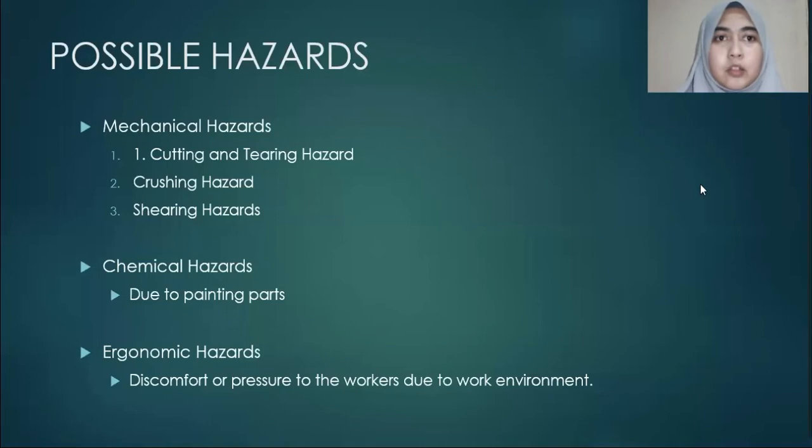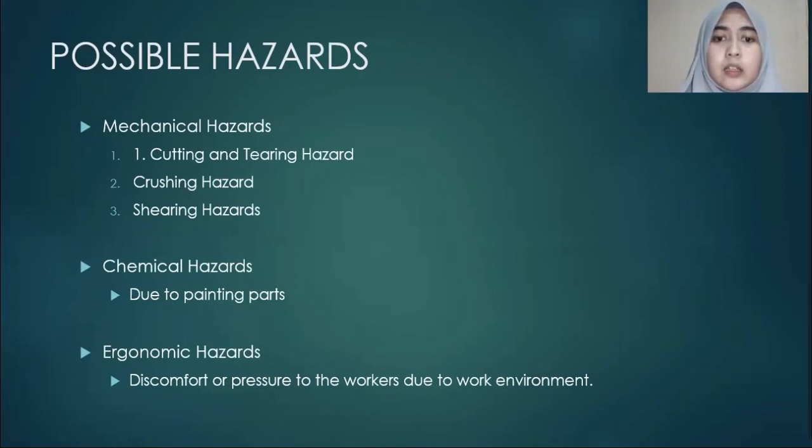Next, we will continue with the possible hazards at SAM Aviatron. Firstly, we will focus on the mechanical hazard. We are exposed to cutting and tearing hazards because at SAM Aviatron the work uses milling machines that produce plane parts, and most of the machines are automated. But workers are exposed to the sharp edges and cutting of the material.